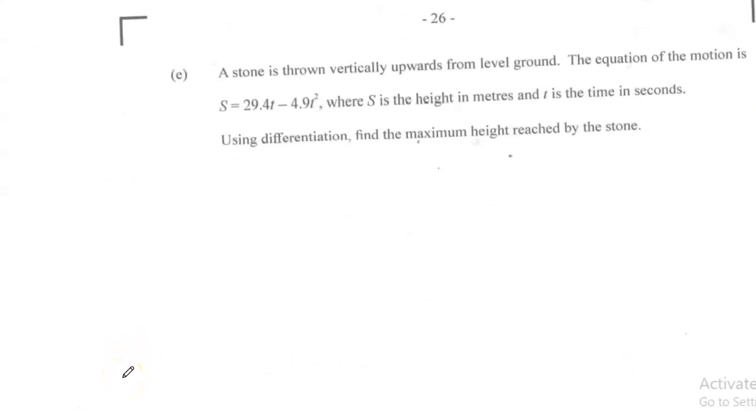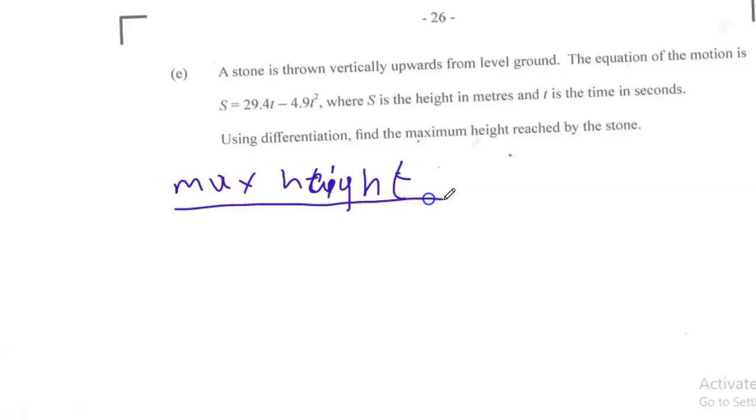A stone is thrown vertically upwards from level ground. The equation of the motion is S equal to 29.4 t minus 4.9 t squared, where S is the height in meters and t is the time in seconds. Using differentiation, find the maximum height reached by the stone. So the maximum height is when ds by dt is equal to 0.